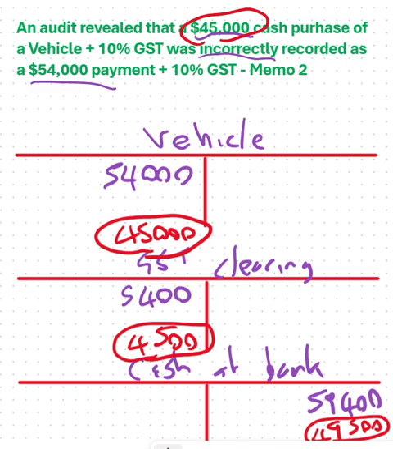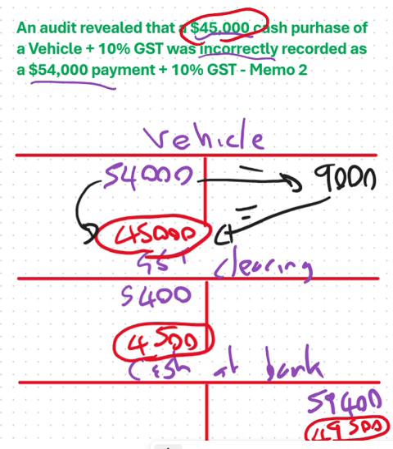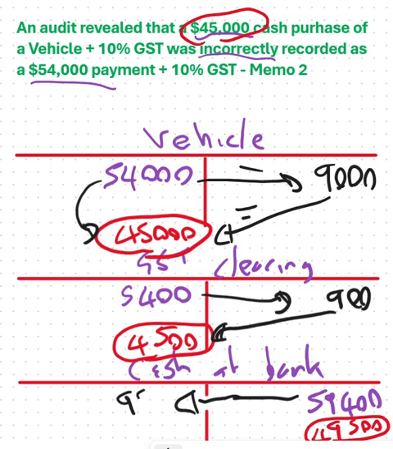So therefore, what we're going to do this time is we need to work out the difference between these two. 54 minus 45, that's 9K. So we're going to do a credit entry to our vehicle. So 54 minus the 9 gives us a 54 balance in our vehicle. Ditto with GST, 54 minus 900, a credit entry, brings us back to a balance of 4,500. And you can probably see what's going to happen with our bank. We need to subtract 9,900 on the debit side, so we can end up with that 49.5K balance.